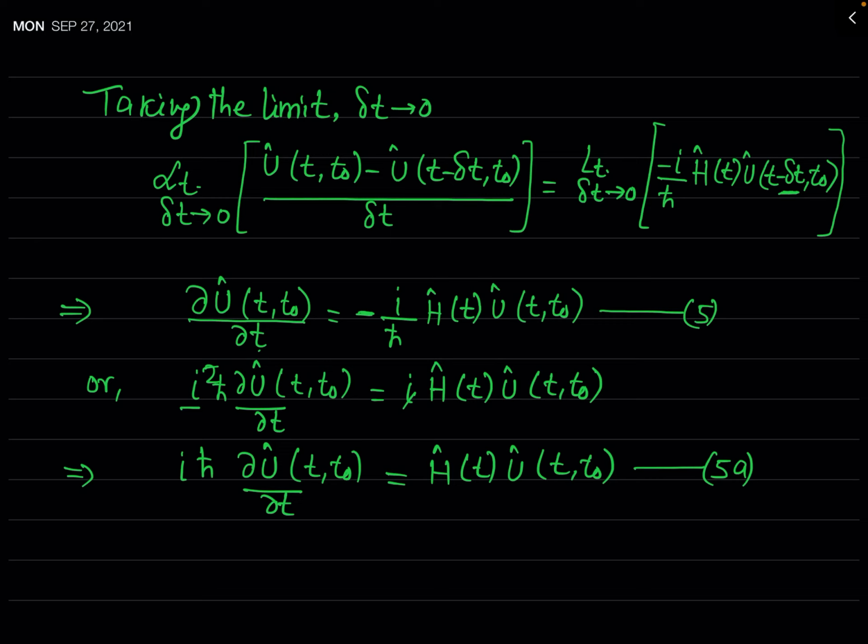Now we will integrate this equation 5 with respect to t between the proper limits of t naught and t. So after integrating this equation, what will be our result? Actually, this equation 5 is the differential equation for the state vector, and we also want to find what will be the integral equation for this state vector.